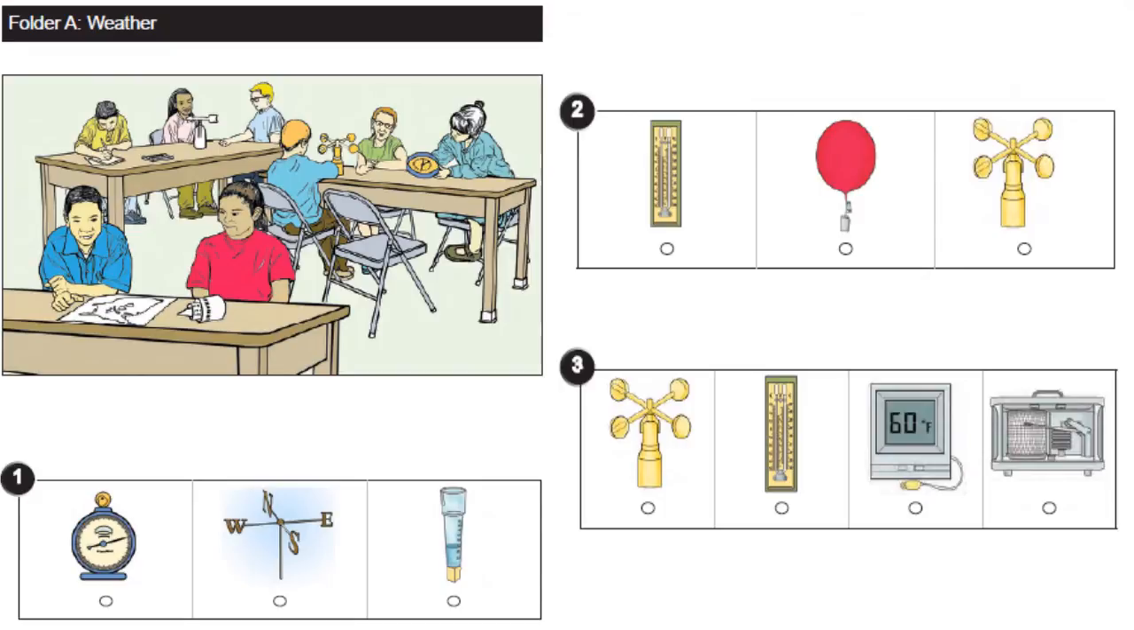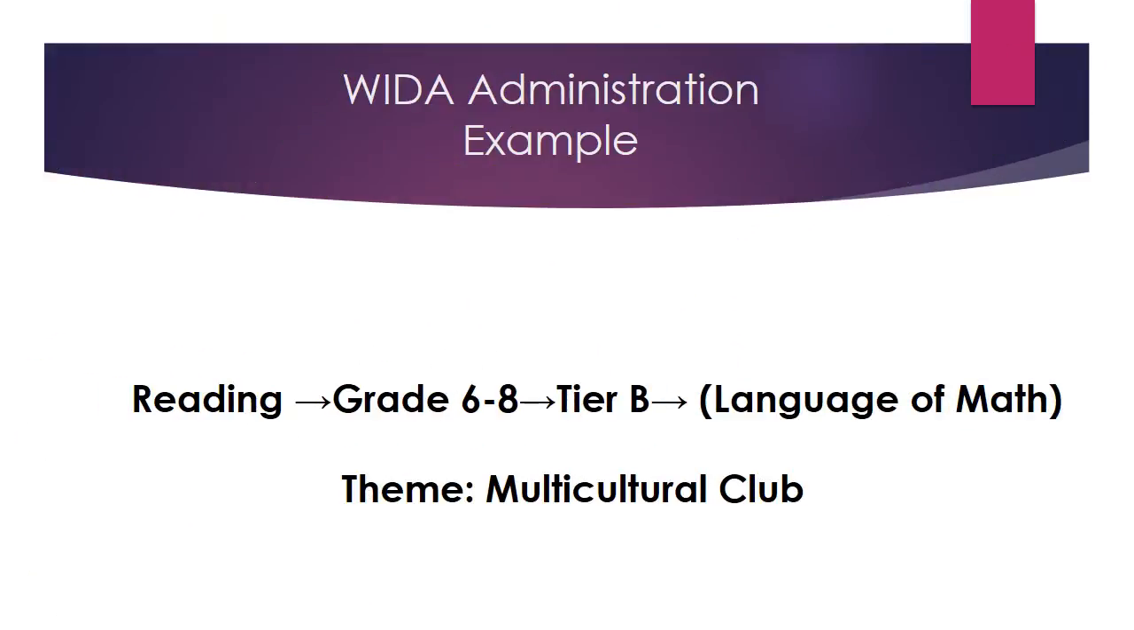This is a listening example. This next example would be for a reading task, grade 6 through 8, for Tier B. Tier B would be an English language learner who has social language proficiency and some, but not extensive, academic language proficiency in English. The theme here is Multicultural Club, and the language we'll be looking at is math.